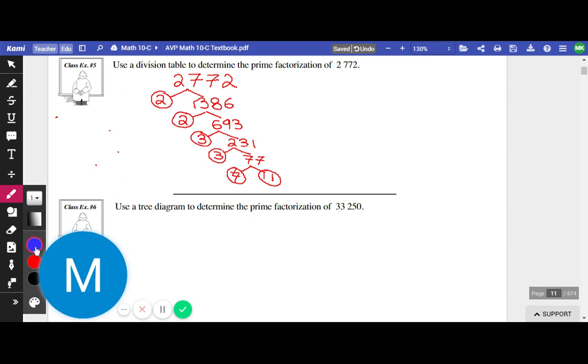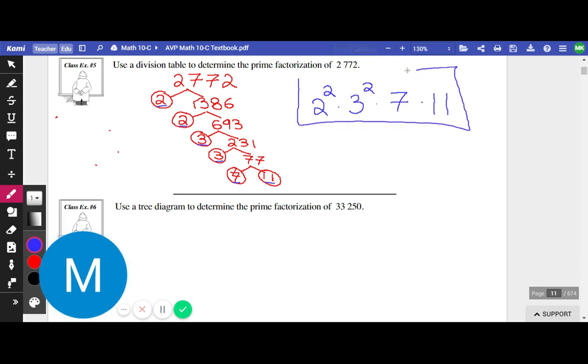The numbers circled: 2, 2. I have 2 2s, so 2 to the power of 2. I have 2 3s, so times 3 to the power of 2. I have 1 7, so times 7. I have 1 11, so times 11. That is my product of primes after I prime factorize.